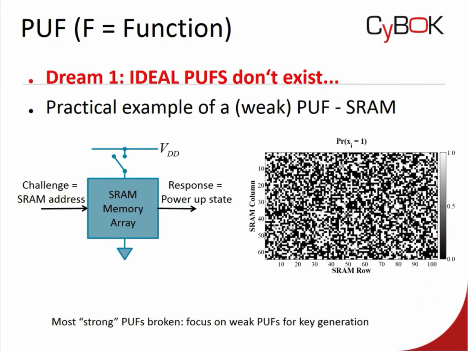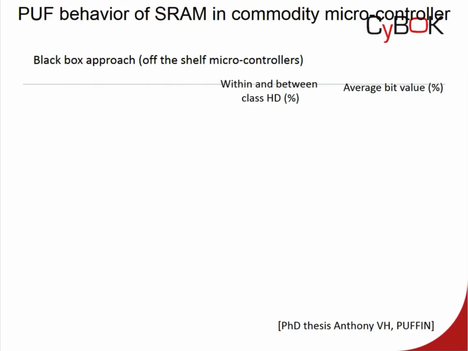Now, what we want to do is figure out if our devices have PUF behavior, because then we could intrinsically derive a key which can be used for different purposes.